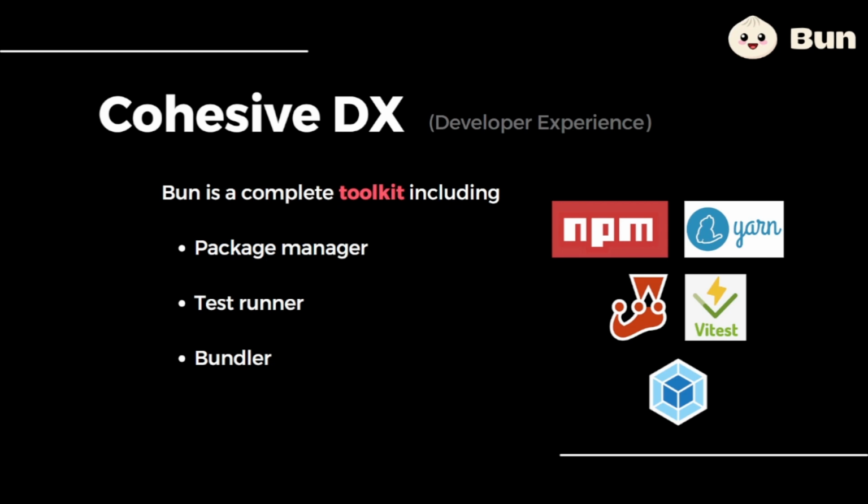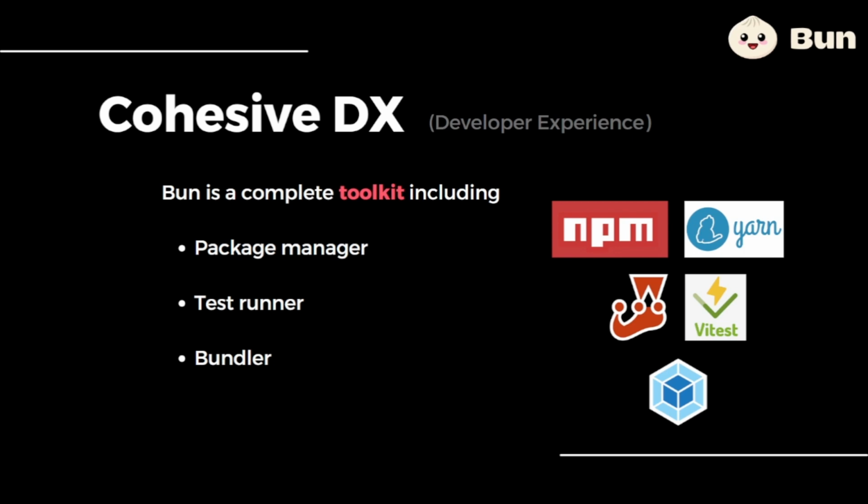Bun is a complete toolkit for building JavaScript applications, which includes a package manager, test runner, and bundler. You don't have to install npm or yarn to manage packages. You don't have to install additional testing libraries, like Jest or Vitest, and you can bundle your code without Webpack installed.